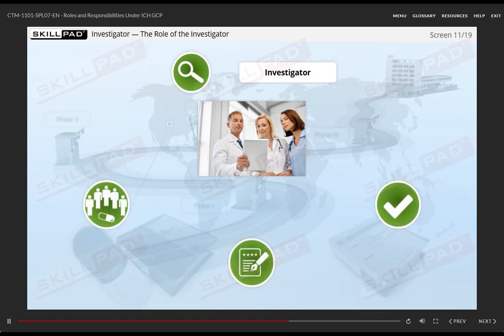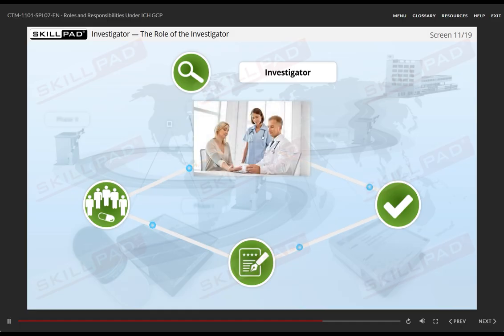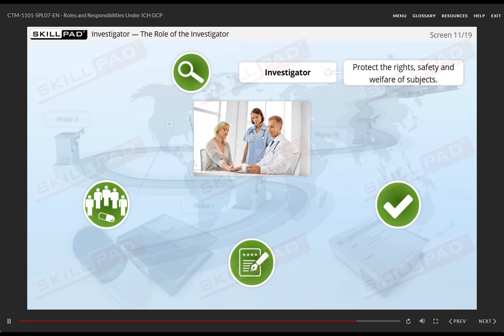The investigator's role is critical since it requires interactions with all other parties involved in a clinical trial. It is also the investigator who has direct contact with the trial subjects. The investigator's primary responsibility is to protect the rights, safety, and welfare of the trial subjects. Can you think of any other tasks which might be the responsibility of the investigator?